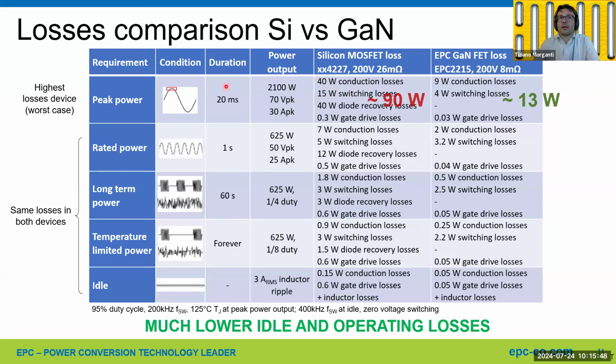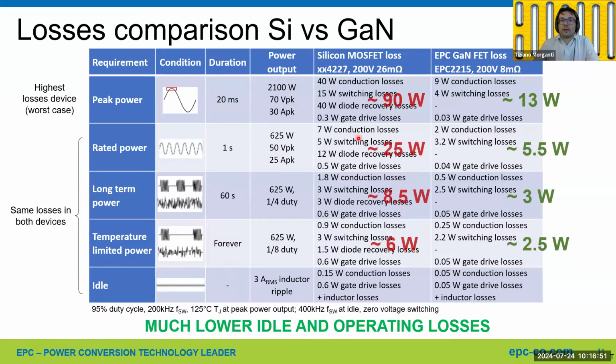This is causing a lot of losses, in this case in the high side device, because it has a large duty cycle, and it's also switching a large current. We have a saving on the conduction losses of about 30 watts. We have a saving of about 10 watts in the switching losses. We do not have recovery losses, so this is another 40 watts saved. And also the gate drive losses are much smaller. So if we compare 90 watts on the silicon device against 13 watts on the EPC GaN FET, a concern that designers have is that our device is much smaller, so it's more difficult to dissipate the heat, but it's also true the heat generated is much smaller than in the silicon case.